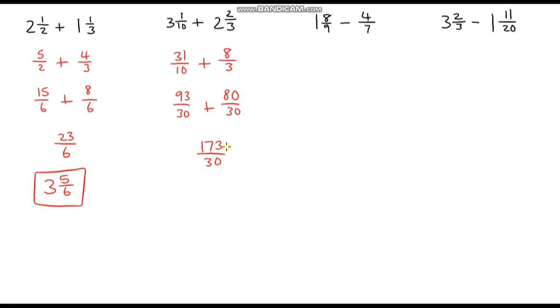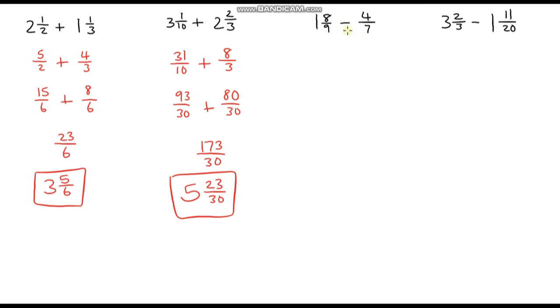And now let's just write that in mixed number form. So 30 times 5 is 150. So it's going to be 5. And then to go from 150 to 173, we're adding on 23. So that's 23 over 30.